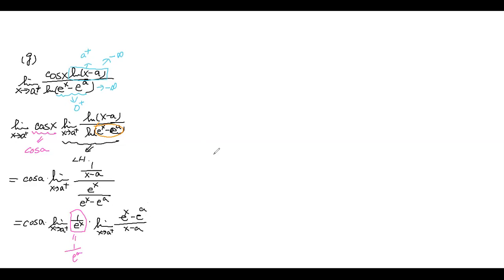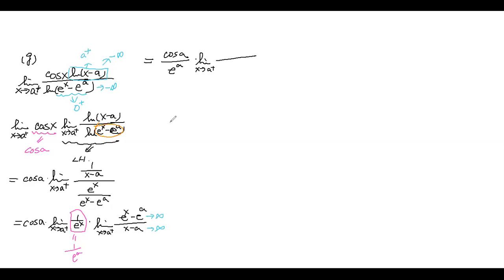Now, for the remaining part, x minus a over e^x minus e^a, this is 0 over 0, so I can use L'Hopital's rule only on the remaining part to make the calculation a little bit easier. The first two terms I have are 1 over e^a and cosine a, correct? Okay, so now I can take the limit as x approaches a from the right-hand side.